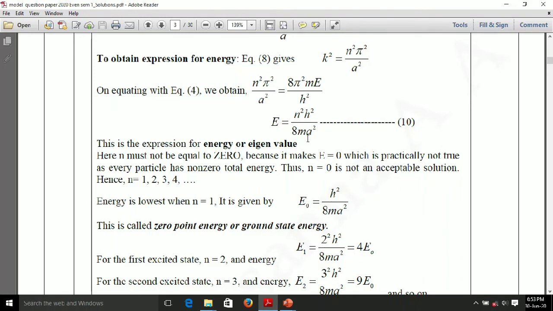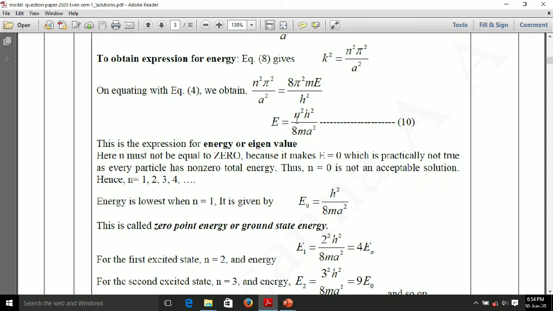When the particle is in the ground state, you know that the n value is 1, it's not 0, because if you put n equal to 0, what happens? The total energy of the system becomes 0. It is not correct practically. Therefore, n equal to 0 is an invalid solution. The minimum value of n is 1. Hence, n equal to 1 is taken for the ground state, that is the lowest energy state, also known as the zero point energy state.